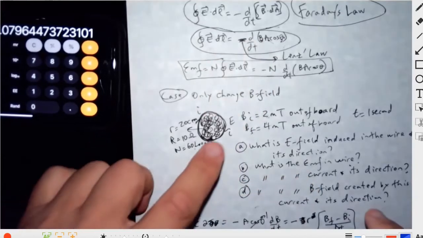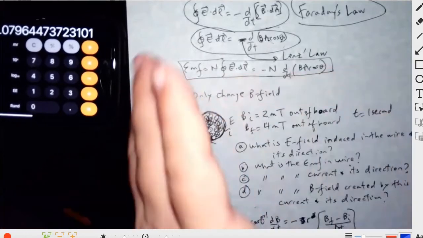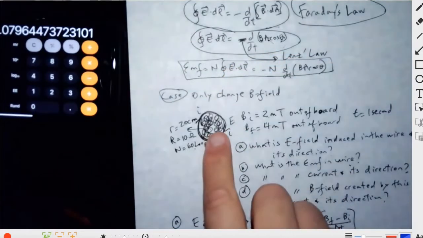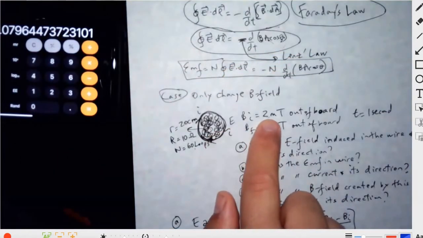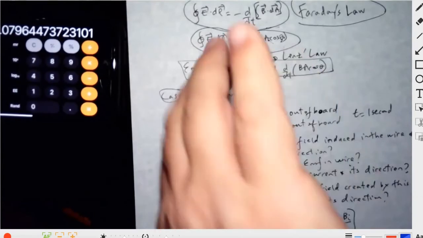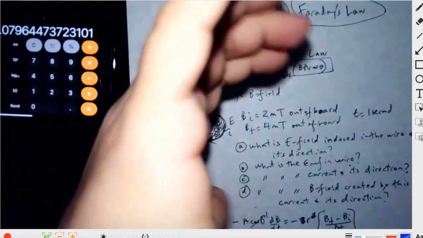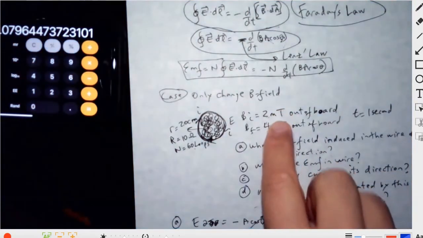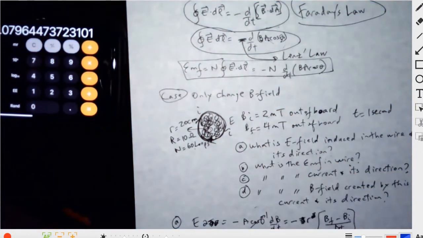And so therefore, the current that's induced in the wire is going to be in such a way as to fight against it. So the B field was out of the board, 2 millitesla, and now I have increased it. To fight against that, I am going to create a current that creates a B field into the board to fight against this increase. You see? And so what's going to be the magnitude of the B created by this current?